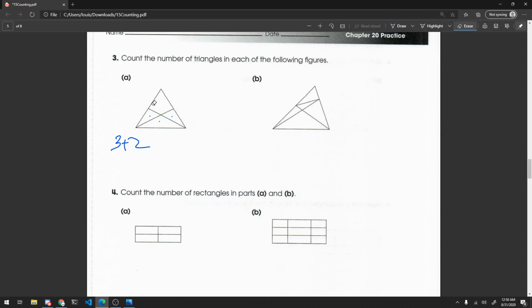But we also have some more. We also have this one and this one. So we have actually 2 more, so 4 in total. And finally, we have the larger general triangle, so 1 more. And in this case, we have 5 plus 3 is 8, so we have 8 triangles in total.